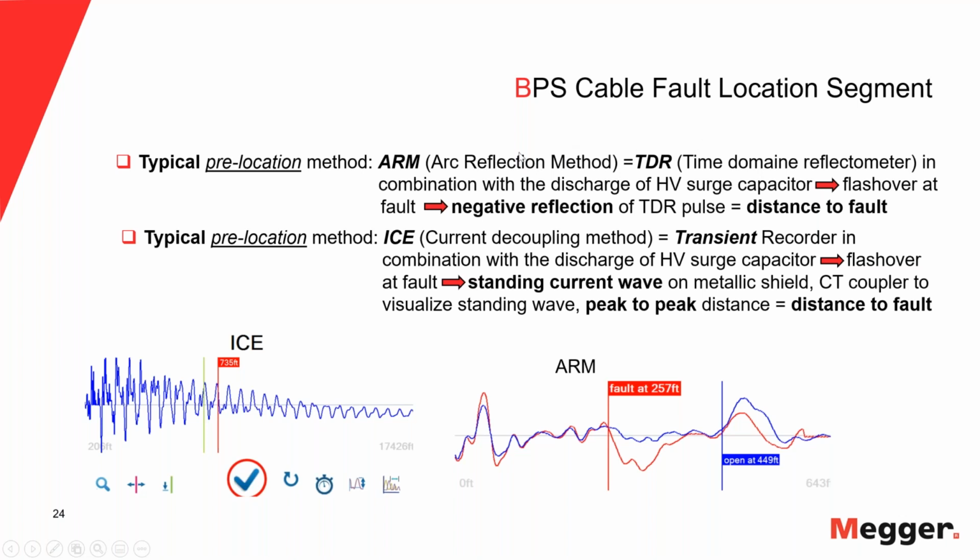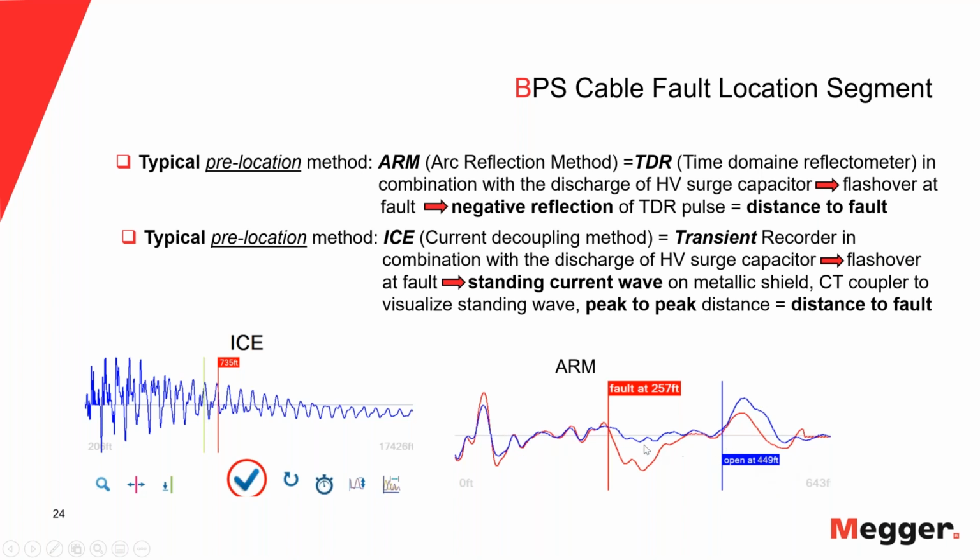So with the arc reflection method, we get at the fault a negative reflection, because when we put the high voltage on at the pinhole, we get a little arc. The arc shorts out the center conductor to the shield, and when at the very same time we shoot in the TDR pulse, it sees a short circuit and will show a negative reflection. That's what you see in the right-hand picture here. The blue trace is just the TDR trace by itself, so no high voltage. It shows the end at 449 feet.